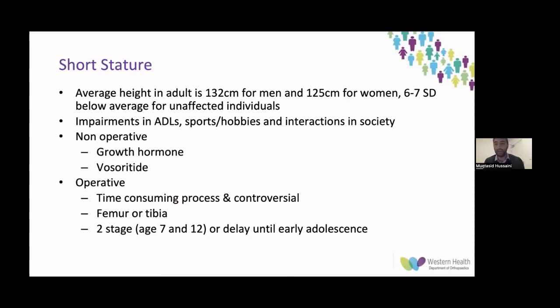Vosoritide is an analog of C-natriuretic peptide, which is a potent stimulator of endochondral ossification. It works to reduce the activity of FGFR3. So this has gone through phase 3 clinical trials, and the results were quite promising, with an increase in growth of 1.6 centimeters per year in achondroplastic children.